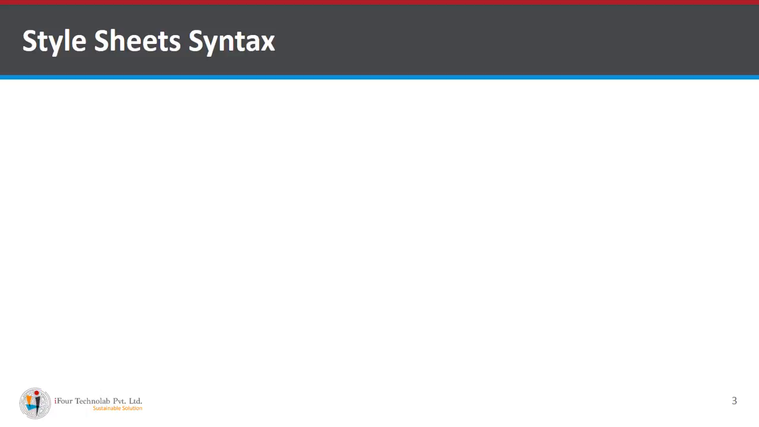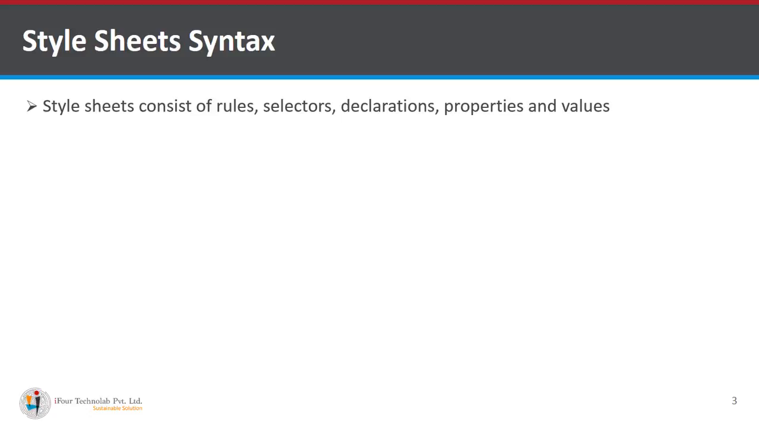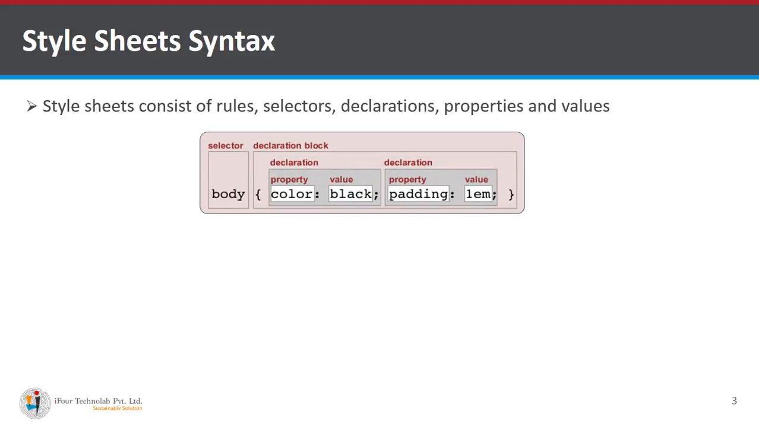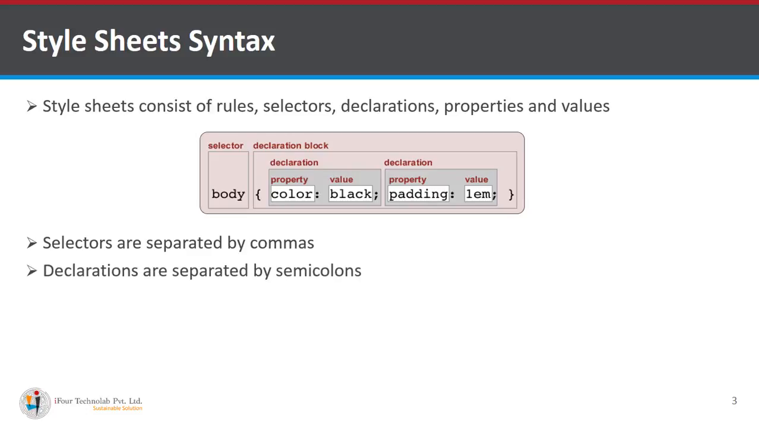Now, how to declare CSS? CSS consists of rules, selectors, declarations, properties, and values. There are basically three rules for using CSS. Selectors are always separated by commas. Please remember, declarations are separated by semicolons, and properties and their values are separated by colons.